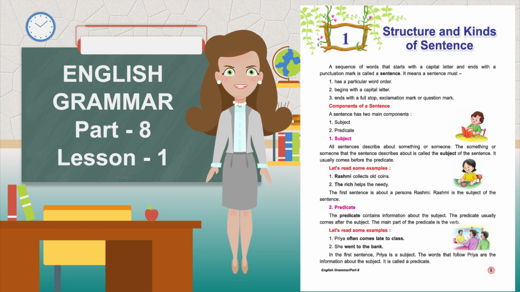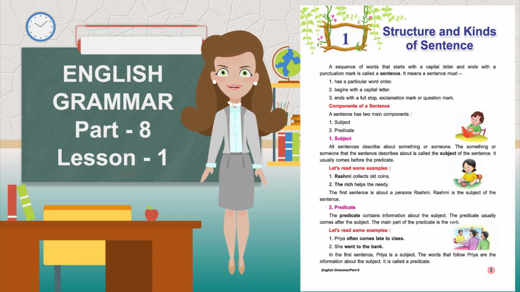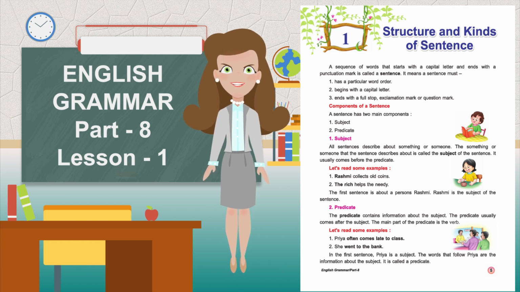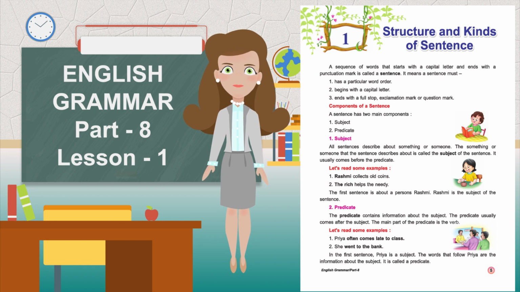Lesson 1. Structure and kinds of sentence. A sequence of words that starts with a capital letter and ends with a punctuation mark is called a sentence. It means a sentence must have a particular word order, begin with a capital letter, and end with a full stop, exclamation mark or question mark.